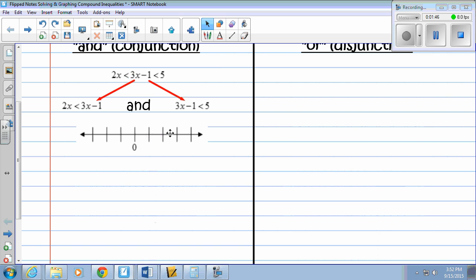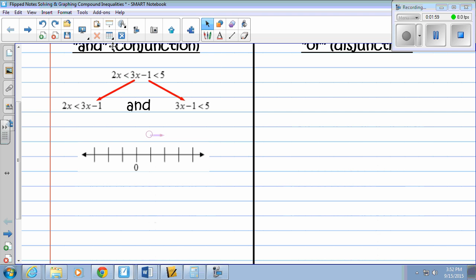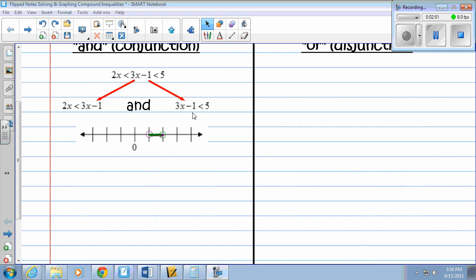And we get x is less than, sorry, hold on. I'm just trying to make this show up. Okay, and when we solve this side of the inequality, we get x is less than 2.